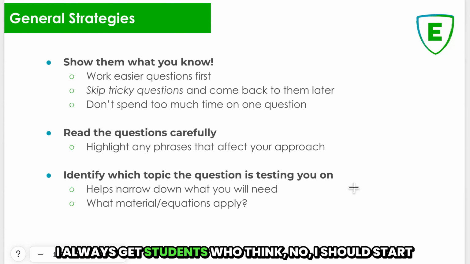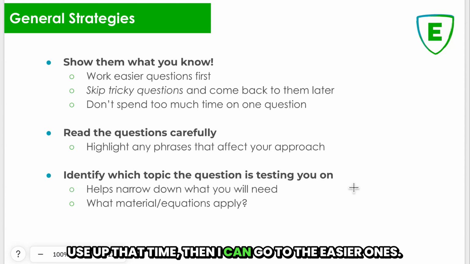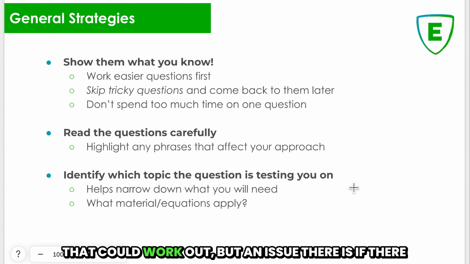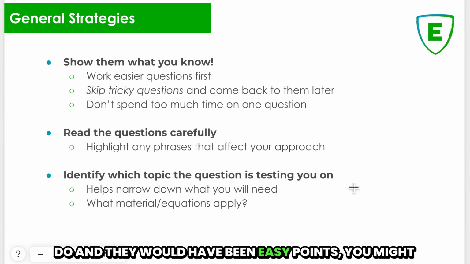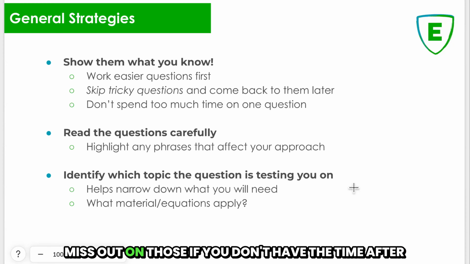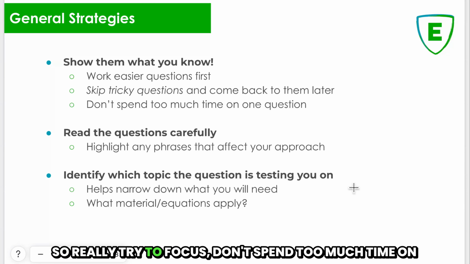I always get students who think, oh no, I should start with the harder ones, use up that time, then I can go to the easier ones. That could work out, but an issue there is if there are questions towards the end that you know how to do and they would have been easy points, you might miss out on those if you don't have the time after working the harder ones. So, really try to focus.